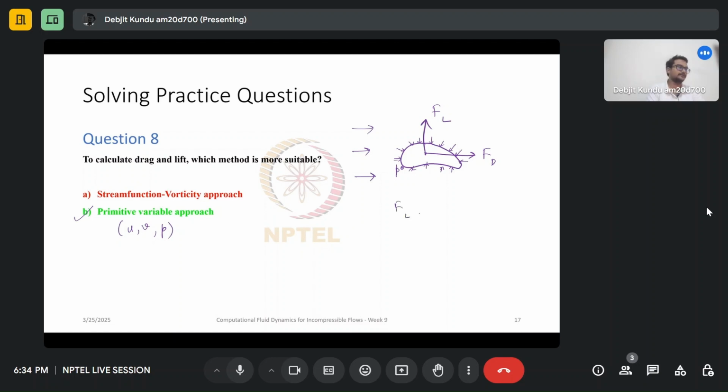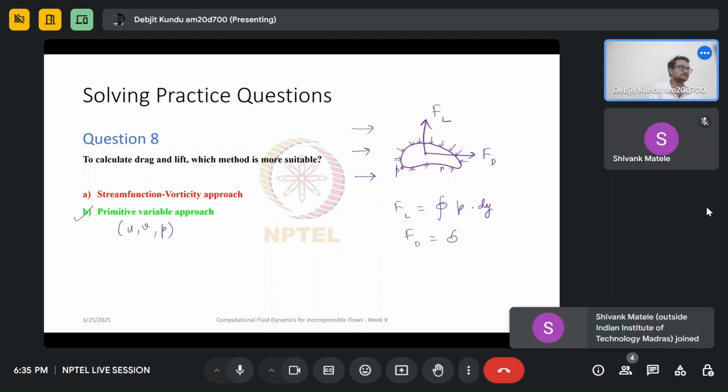So FL would basically be P dot dA over the whole surface, multiplied by some breadth and all that. So force into area, sorry, pressure into area gives me force, and that has to be computed over the entire domain, and that gives me the different forces.